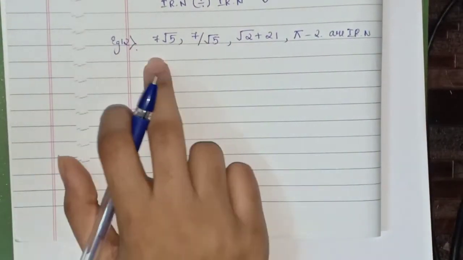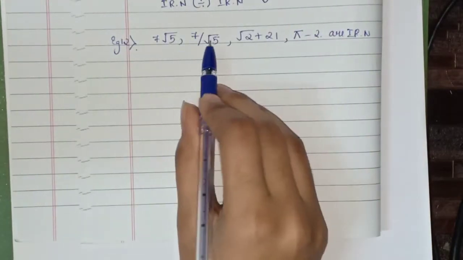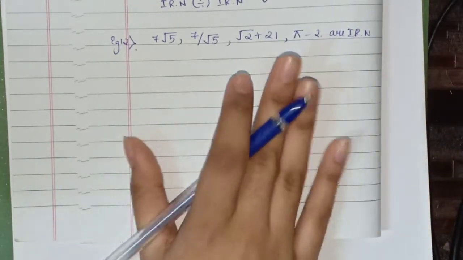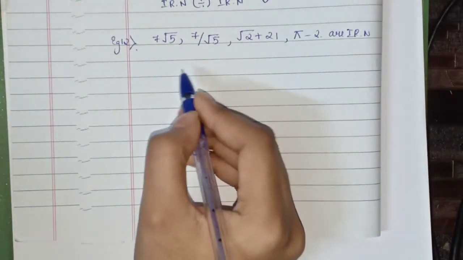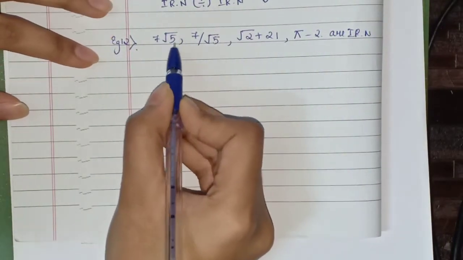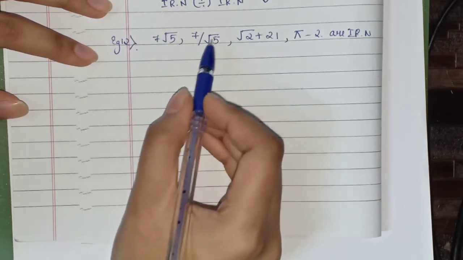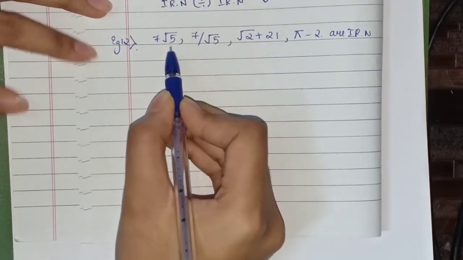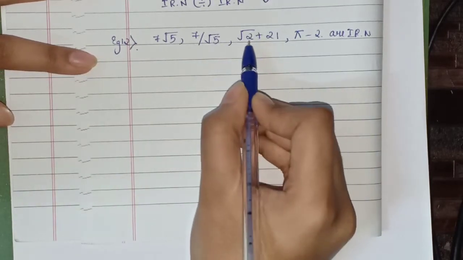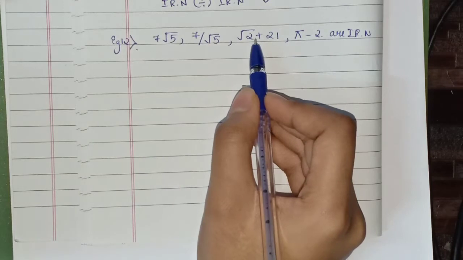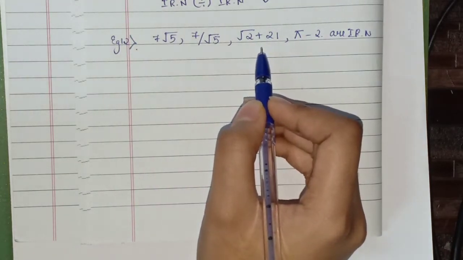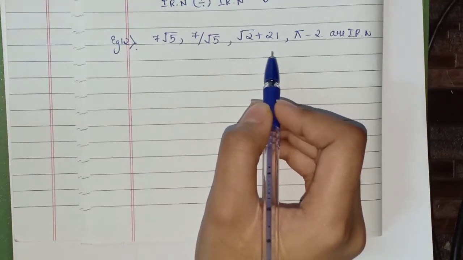That was simple, right? Let's start with the examples. Example 12 asks you whether 7 root 5, 7 by root 5, root 2 plus 21, and pi minus 2 are irrational or not. This is your NCERT example 12. Now to find out whether it's irrational or not, if you check my previous video, I have told you that the root of a prime number is always irrational. 5 is a prime number and its root is always irrational. Again, there you go, root 5 is irrational. Root 2, it's a prime number, it's irrational. What do you mean by irrational? That when you put it into decimal expansion, it's going to be a non-terminating, non-recurring decimal expansion.